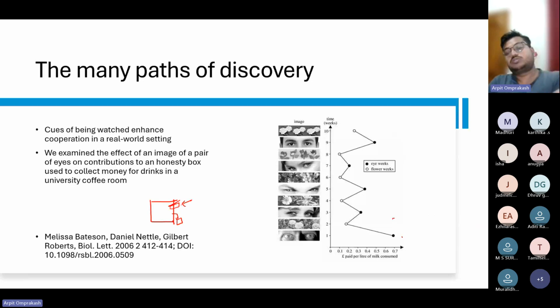Similarly, here also, they have a question: do people pay more if they feel like someone is looking at them? And they designed a simple experiment where they stick up a pair of eyes and see how people pay. And they see that when there are eyes present in the room, even if there are no people, people tend to pay more. Okay.